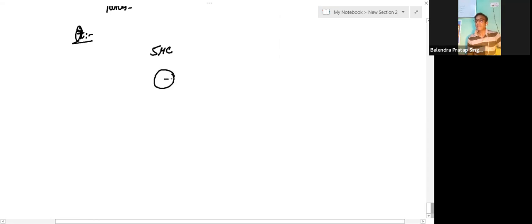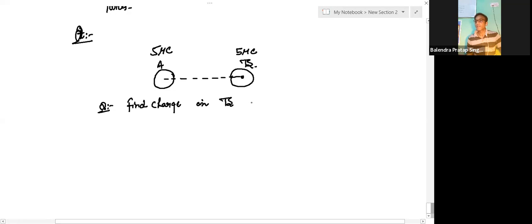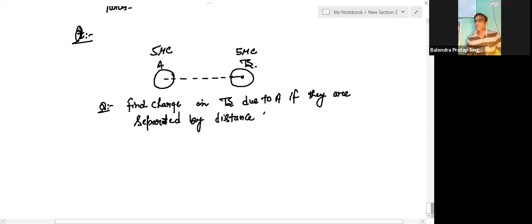Okay, and another 5 microcoulomb charge here. Both are positive, charge A, charge B. Then the question is: find the force on B due to A, if they are separated by a distance of 10 raised to the power minus 3 meter. Now try to solve this question.